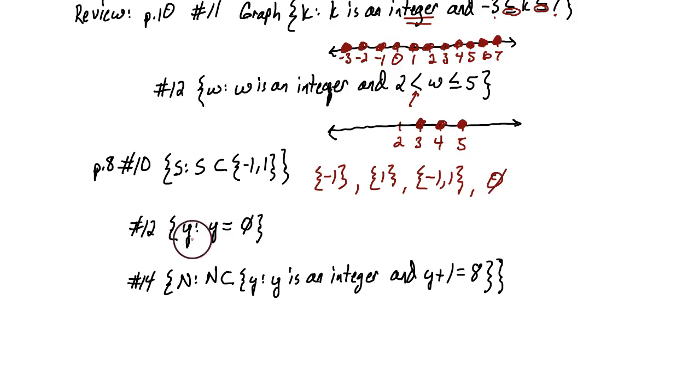Number 12, let's list the elements that work for Y if we're told that Y is the empty set. That means there are no elements that work. So we could write empty set.